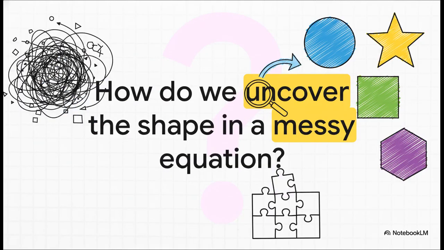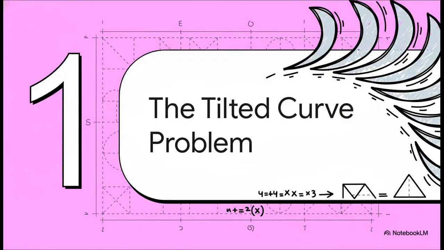And that is our mission for this explainer. We're going to solve this exact puzzle. We're going to see how a simple change in your point of view can transform total mathematical chaos into something with beautiful clarity. Okay, so to get started, we need to understand the blueprint for these kinds of shapes.